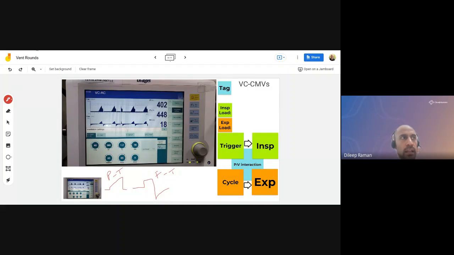I think Mani Balaji has made a comment. He's talking about it taking time to achieve the baseline. He's talking about expiration. We'll come to expiration. So what is the inspiratory load here? Elastic, resistive, or PMAS?